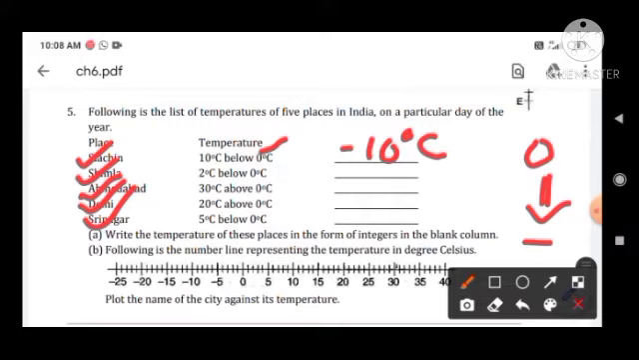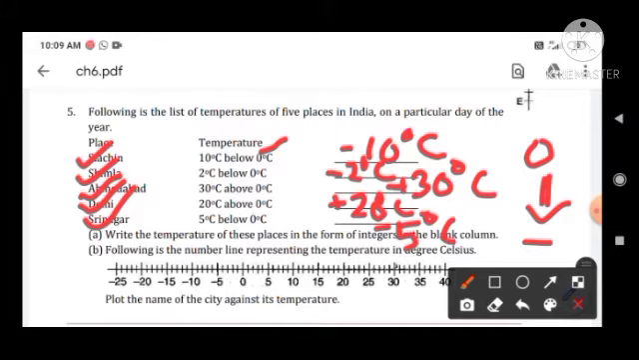And for Simla, you will write minus 2 degrees Celsius. Now the next, Ahmedabad, 30 degrees above. Above means if it is above, then it will be plus. So plus 30 degrees Celsius. Then Delhi is written 20 degrees above 0. If it is above, then plus 20 degrees Celsius. Now Srinagar, 5 degrees below 0, and if it is below, then the answer will be negative, in negative integers.